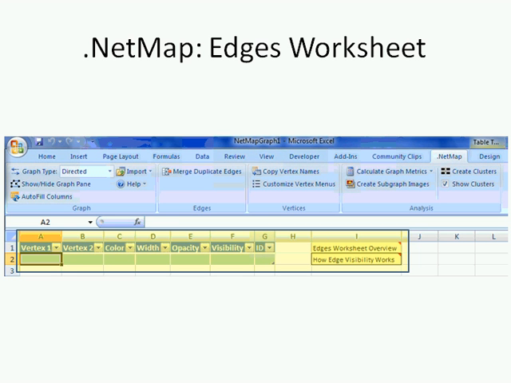Below that is Show Hide Graph Pane. By clicking that, you will actually make the graph visualization appear. Below that is Autofill Columns. One of the most powerful features of NetMap is to simply say in this dialog box, here's how I want you to map metadata to display attributes.